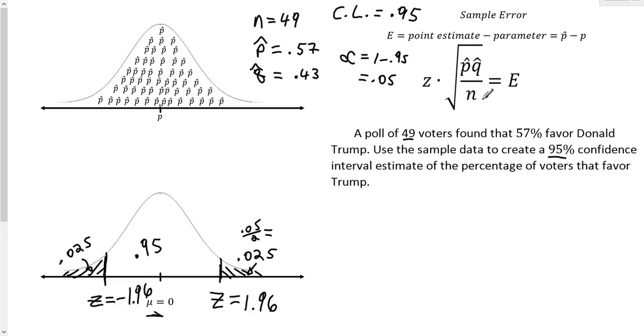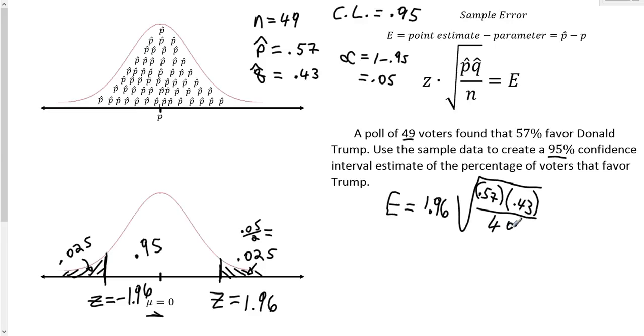So let's see. I need to calculate E, the margin of error. So E is equal to Z, which is 1.96, multiplied by the square root of p hat, which is 0.57, times q hat, which is 0.43, all divided by n, which is 49. And this is approximately, it's not exactly equal, but a two decimal approximation would be 0.14, 14%, all right? That's the margin of error, okay?